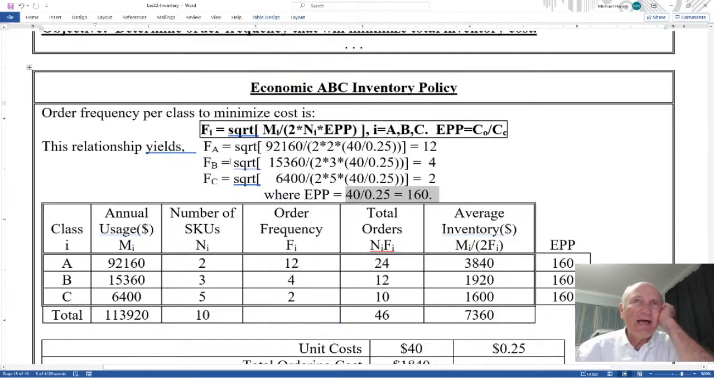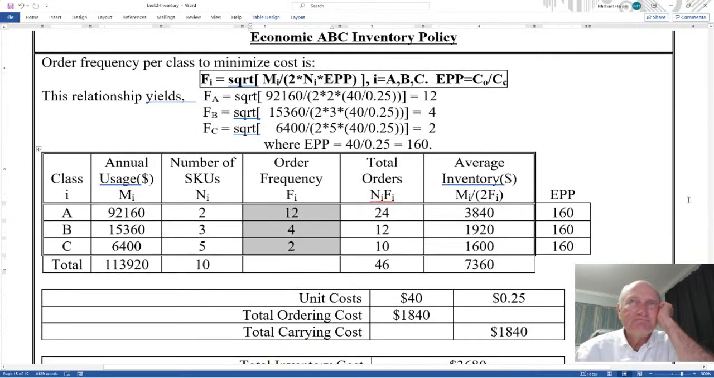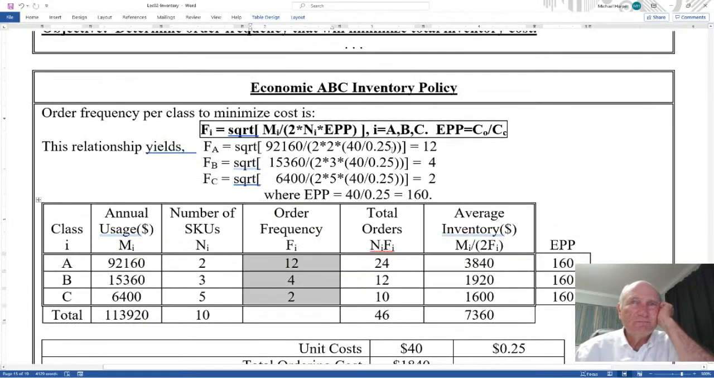So I'm going to calculate my order frequency for my A items by taking my annual usage and my number of SKUs, right there's the number of SKUs. My N here is 2, 3, and 5. 2 times 2, 3, and 5, and there's my EPP. I do the arithmetic for each one, I get 12, 4, and 2. So I'm just doing the arithmetic. I've derived this, and then I apply it.